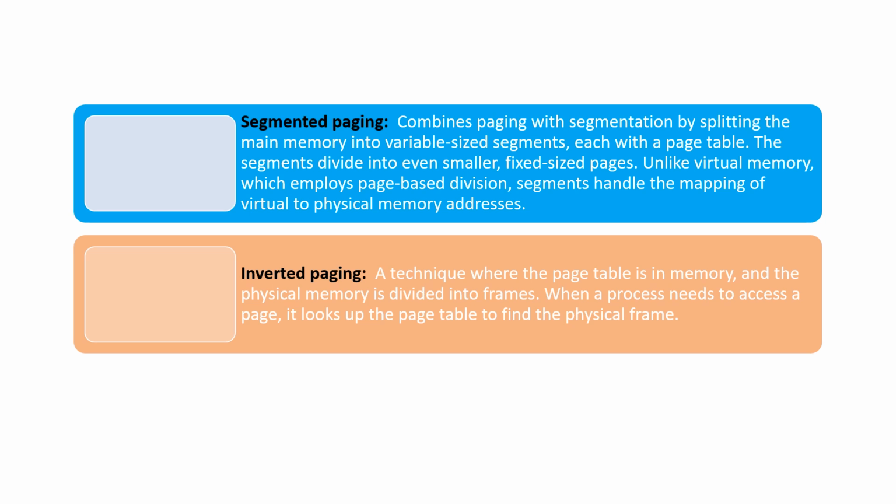And inverted paging is a technique where the page table is in memory and the physical memory is divided into frames. When a process needs to access a page, it looks up the page table to find the physical frame.